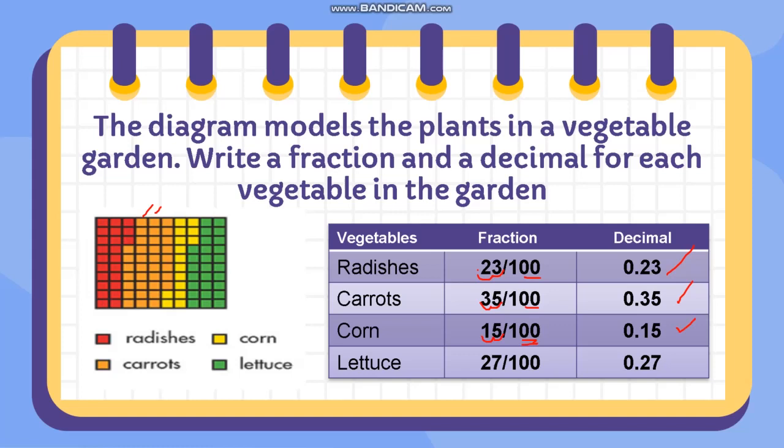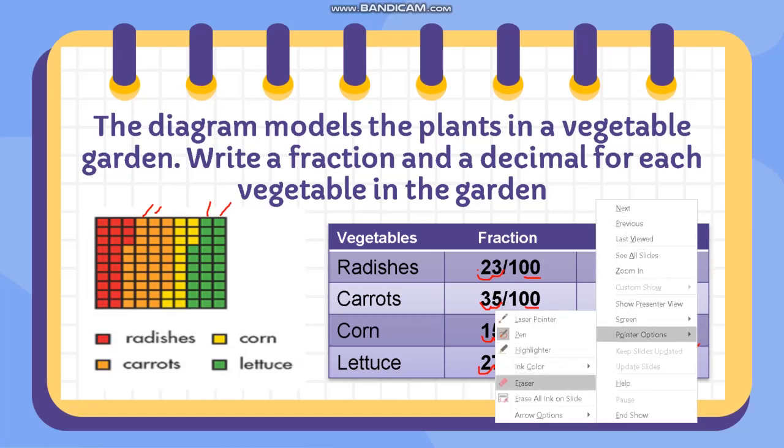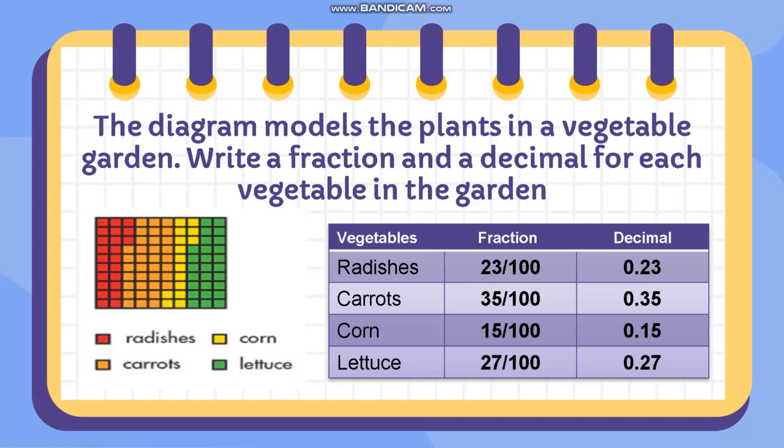Next, 27 hundredths is lettuce. Why? We have 10, 20, then I have 7 green here, that is equivalent to 27 hundredths. To change it into a decimal, 1 and 2, so I have 0.27. So the final answer: radishes 23 hundredths, the decimal is 0.23 or 23 hundredths when you read it. Carrots 35 hundredths, corn 15 hundredths, and lettuce 27 hundredths.